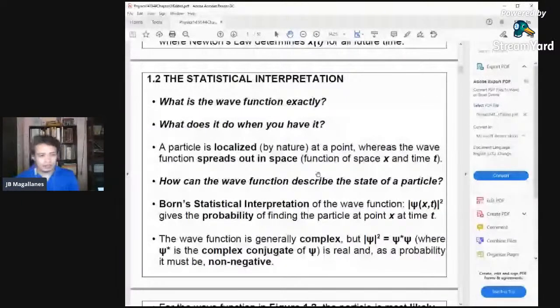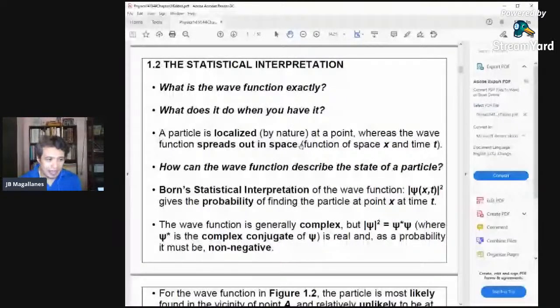The particle in classical mechanics is localized at a point. You can see a particle like it's there, it's at one point, but the wave function spreads out in space. It's all over, and it's a function of space and time. So it's a particle which is a different entity, and its equivalent wave function, which is also a different entity, but spreads out in space.